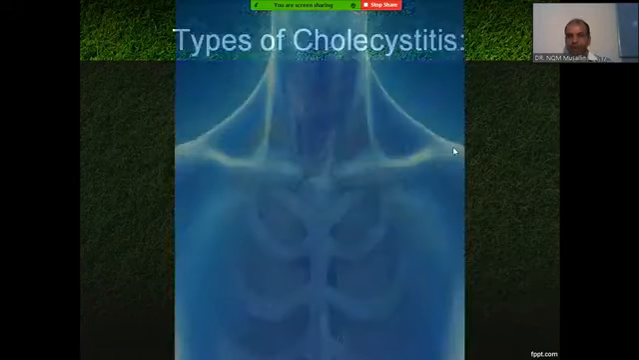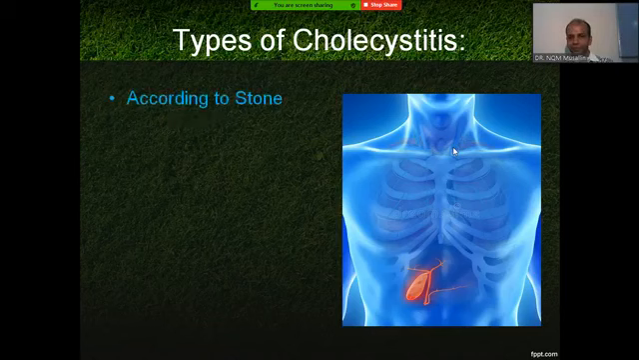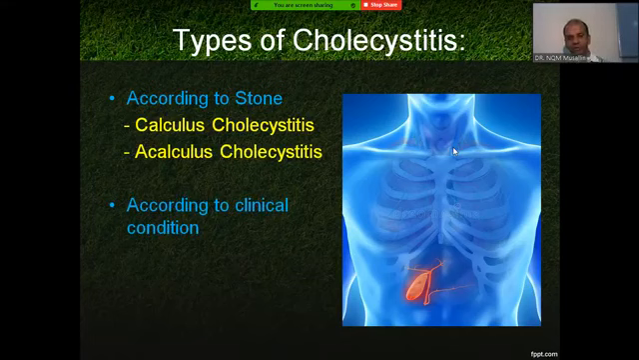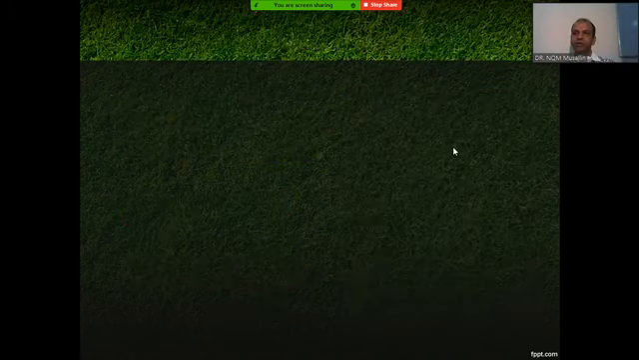Now what are the types of cholecystitis? We may classify cholecystitis according to the presence of stone or according to clinical features. According to the presence of stone, cholecystitis is calculous cholecystitis and acalculous cholecystitis. And according to the clinical condition, cholecystitis may be classified as acute cholecystitis and chronic cholecystitis.